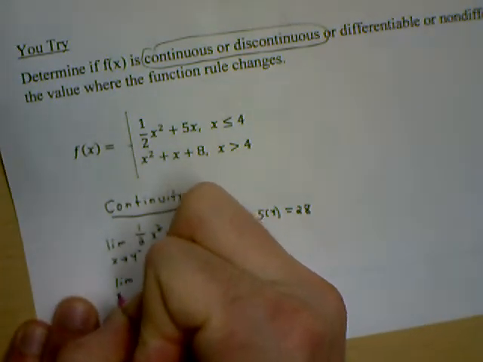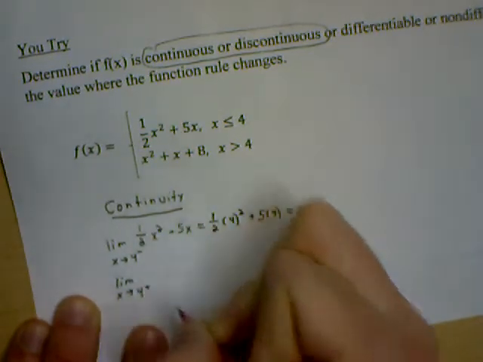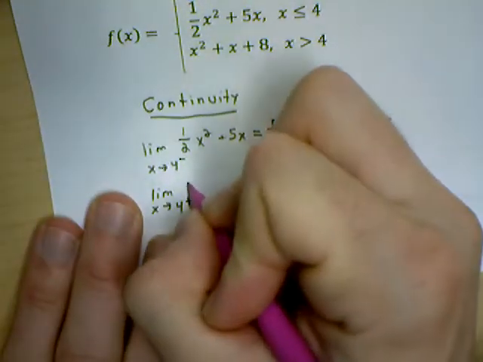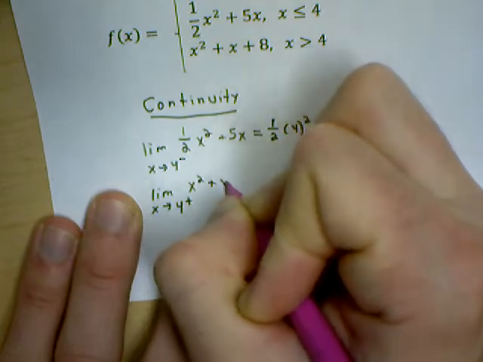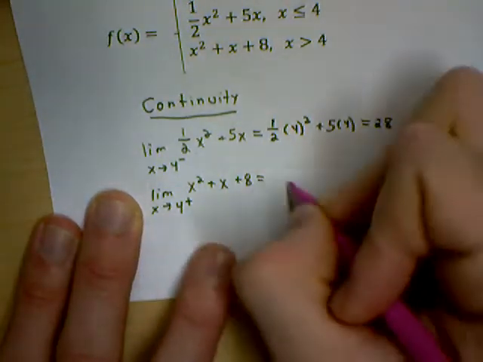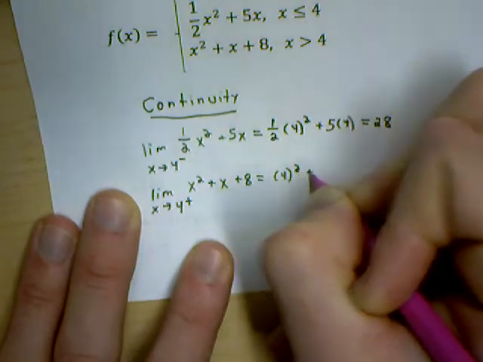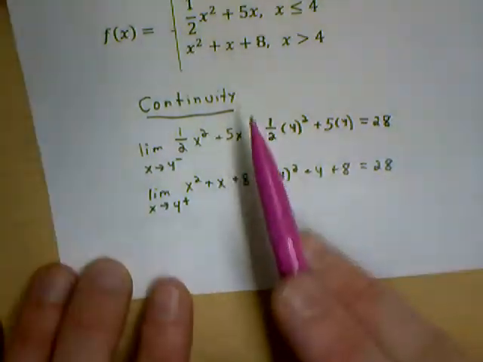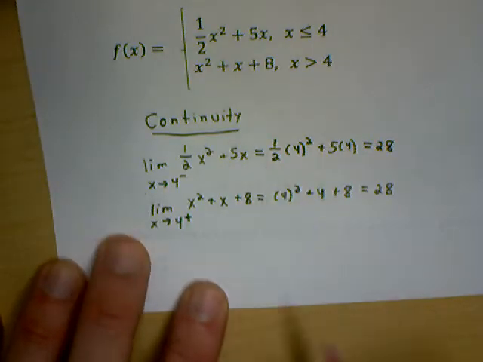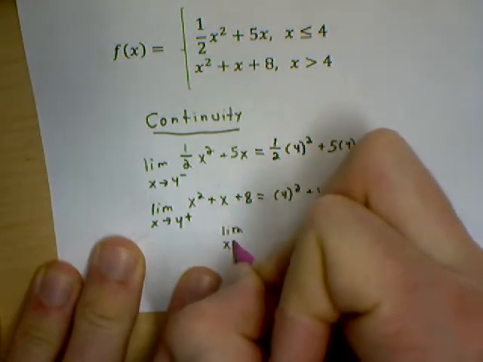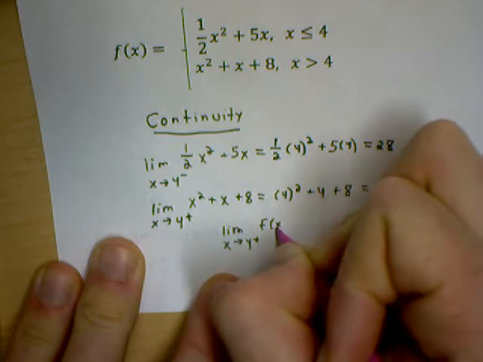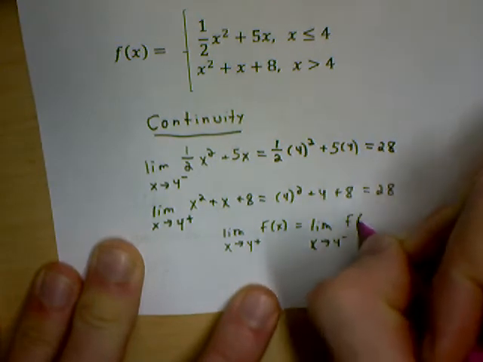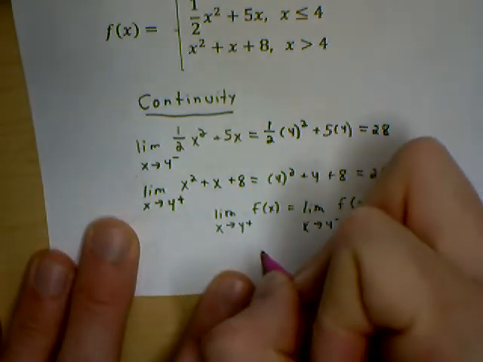Next, I'm going to take the limit as x approaches 4 from the right. I'll use the other rule, x squared plus x plus 8. Plug in 4, I have 4 squared plus 4 plus 8, and I still get 28. So the left hand and right hand limits are equivalent. So yes, the function is continuous.